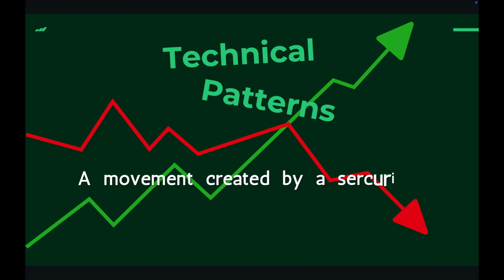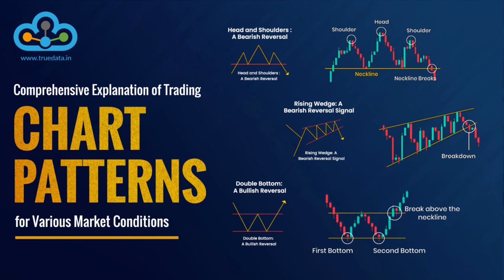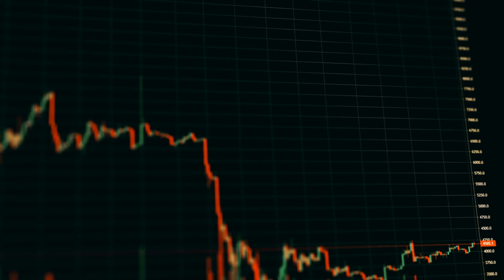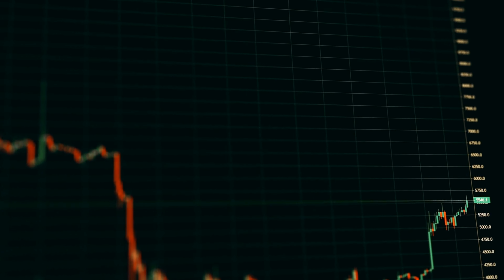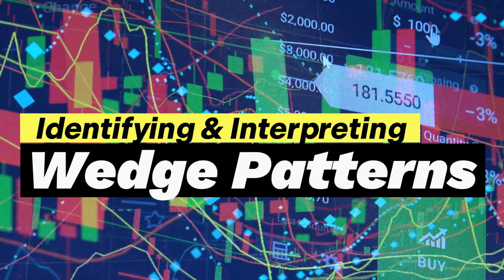A technical stock pattern is a movement created by a security's price on a chart identified by lines that connect current price to highs and lows. A wedge pattern is marked by two converging lines that shape a wedge triangle. Traders use wedge patterns to recognize potential reversals or continuations. How to identify or interpret wedge patterns.